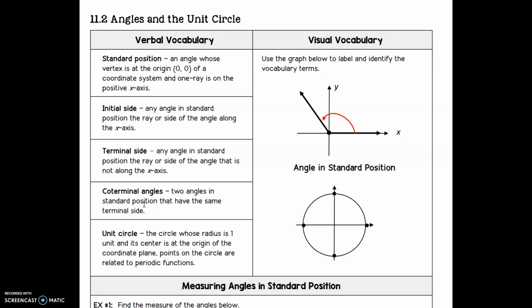Coterminal angles are two angles in standard position that have the same terminal side. So here's your terminal side. Coterminal angles, you're in standard position, so these guys are coterminal angles. Okay, and then we have a unit circle.